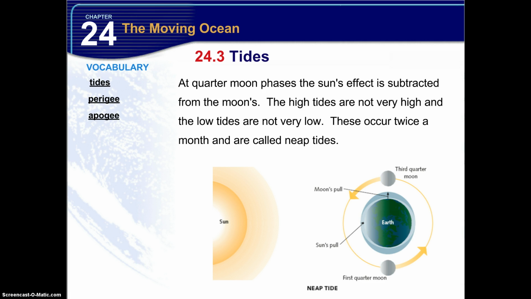Now, a quarter moon phase is when the sun's effect is subtracted from the moon's. The high tides are not very high and the low tides are not very low. These occur twice a month and are called neap tides. So now the sun is on one side of the Earth and the moon is on the other, so they're perpendicular to one another.